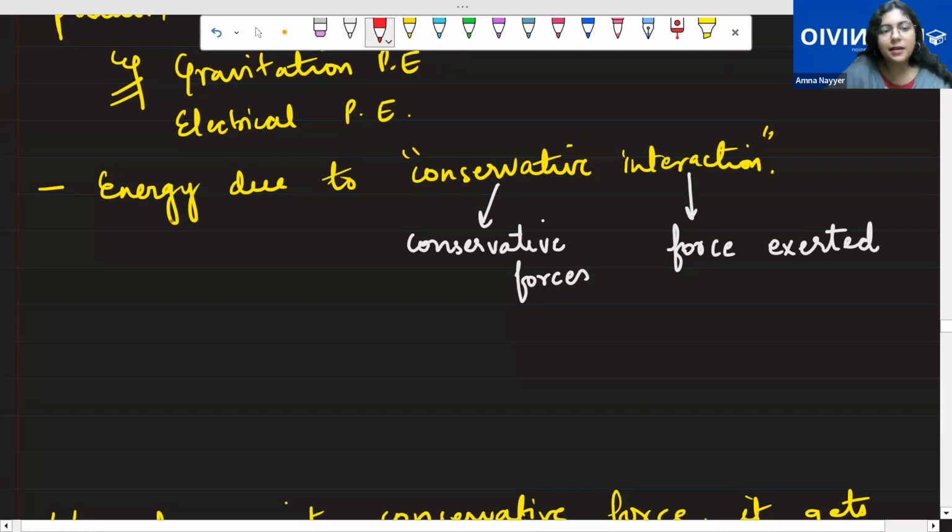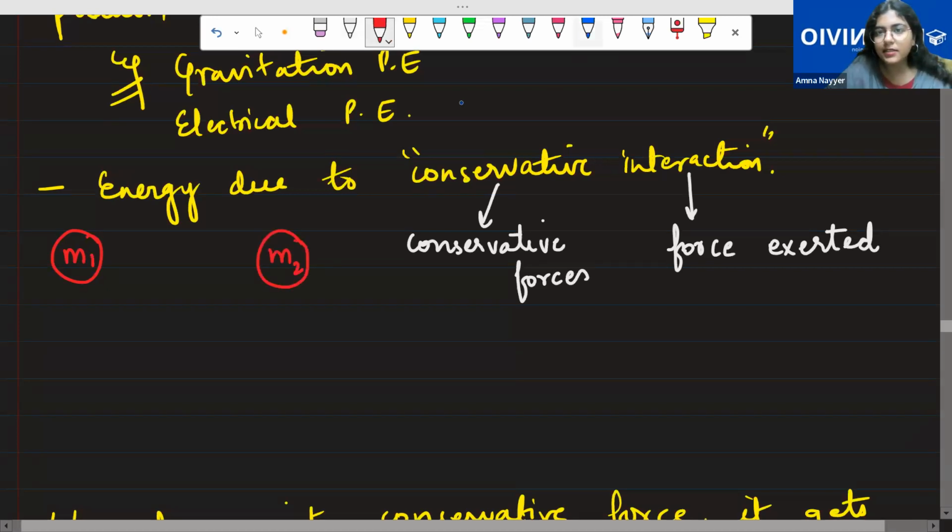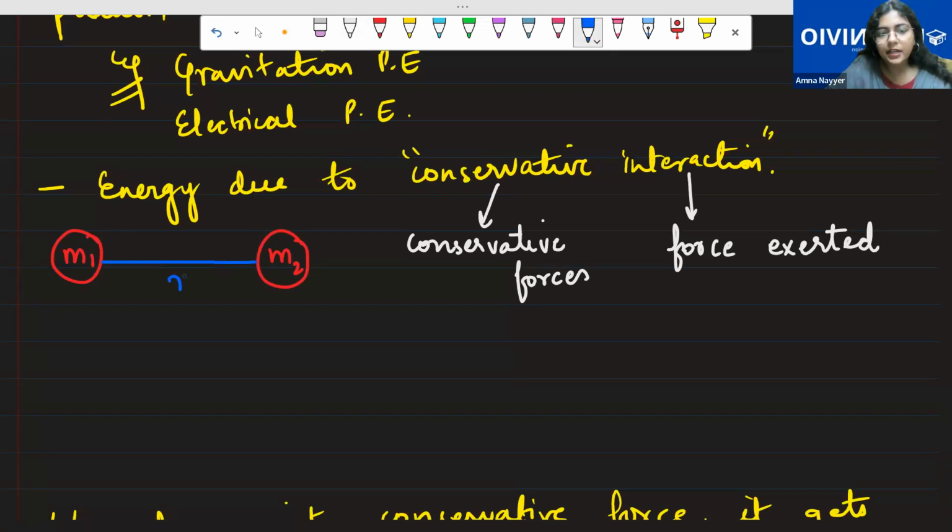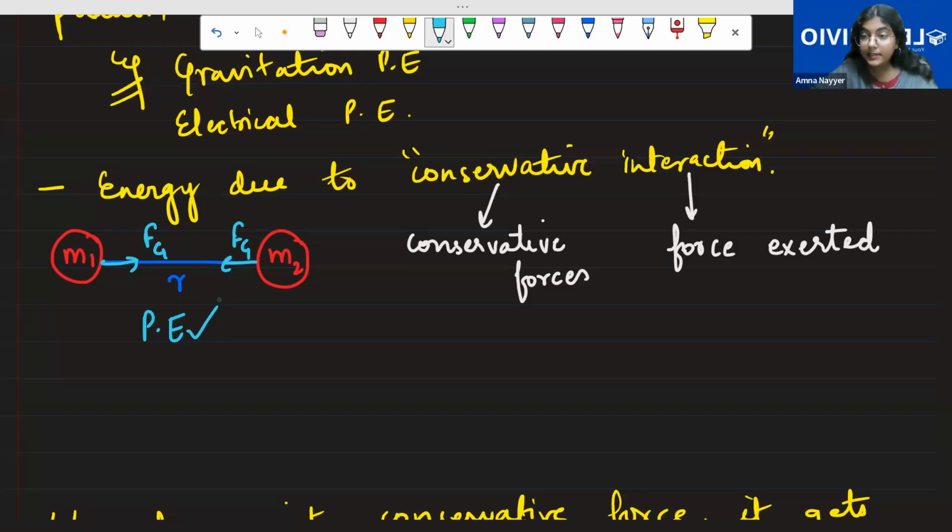Like if I give you a small example, there is one mass, there is a second mass. These two are the masses, and let's say they are separated by a distance r. Now between both of these, there will be a gravitational force exerted. If a gravitational force is able to exert between these two, we'll say there will be a potential energy of the system. Potential energy will be there in your system. The reason is that conservative interaction is there.